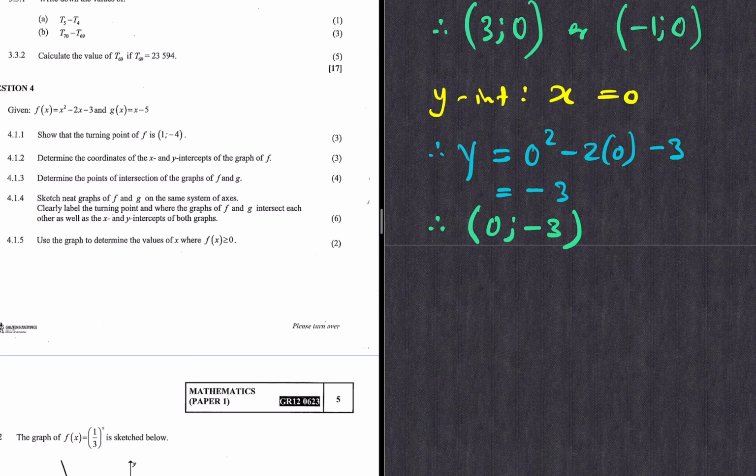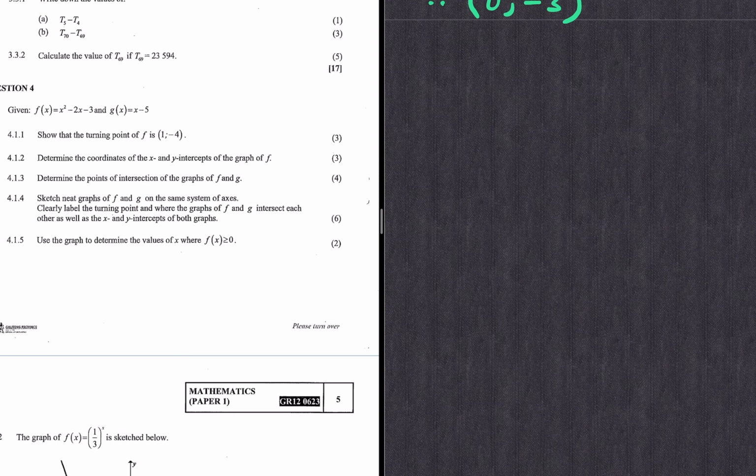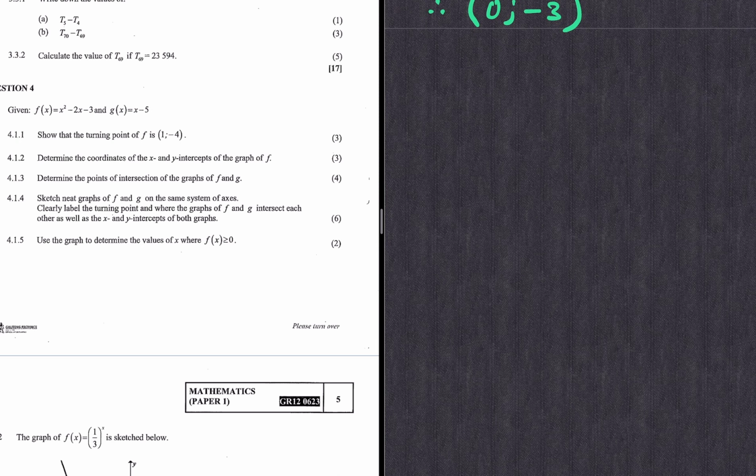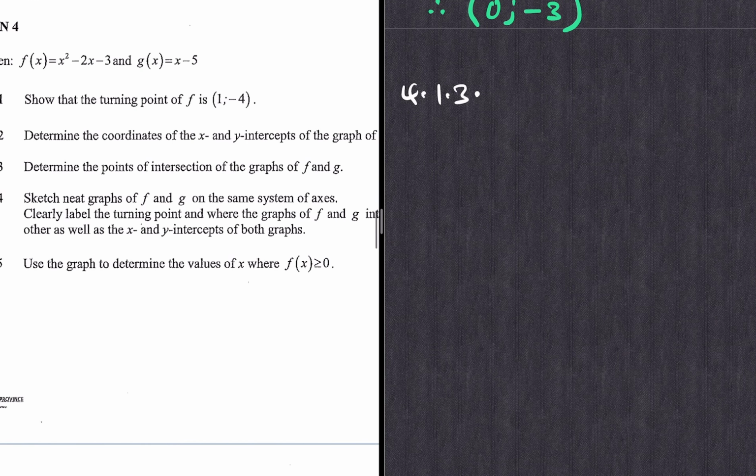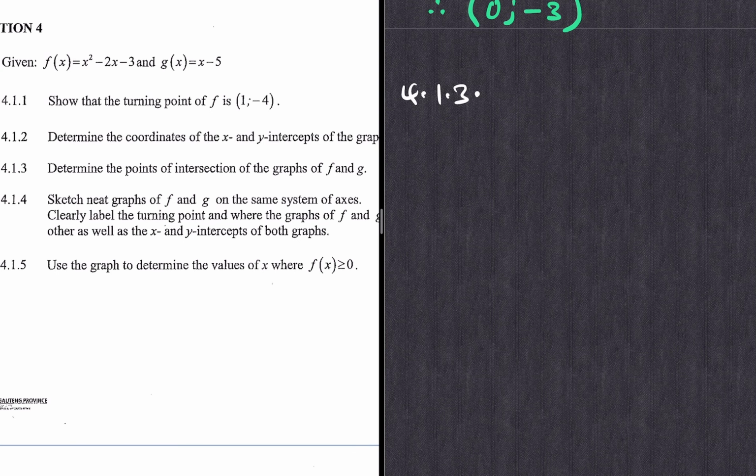Let's see how to get the remaining marks on this question. 4.1.3. Allow me to zoom it. This question says to determine the points. So here they want the points of intersection of the graphs of f and g. So basically, they want the points where these two graphs meet.